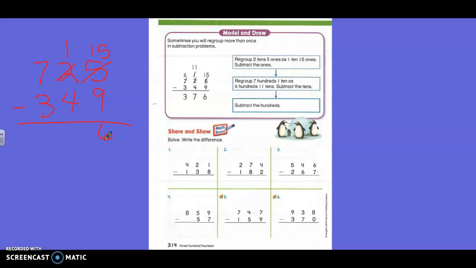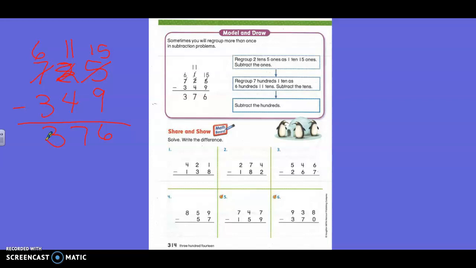No, you can't. So here's another thing you're going to have to do. You're going to have to borrow from the 7. You've done this before. Make it a 6. But now you're not doing a 2 for 12. This is now a 1. So now we're making this 11. Okay? 11 minus 4 is 7. And 6 minus 3 is 3. Okay. So basically, the number that you have up here is going to be what you're going to be adding the 10 to. So it's 10 plus 1 is 11. Okay? So let's do number 1 on share and show.